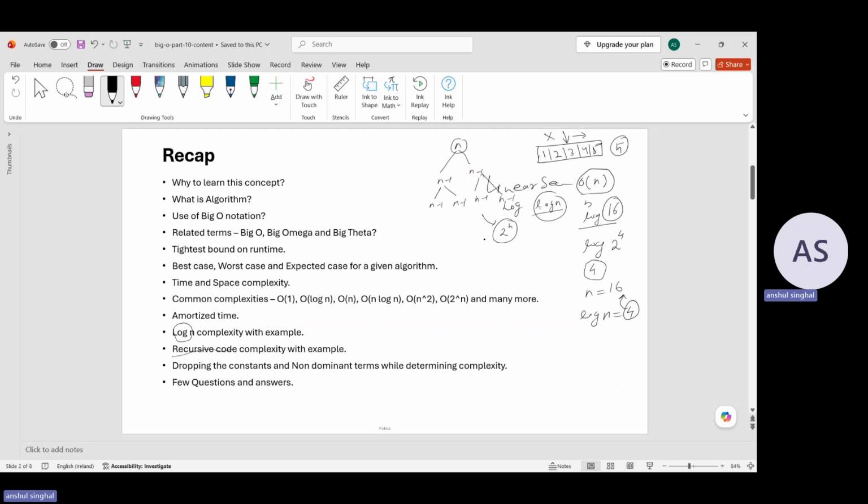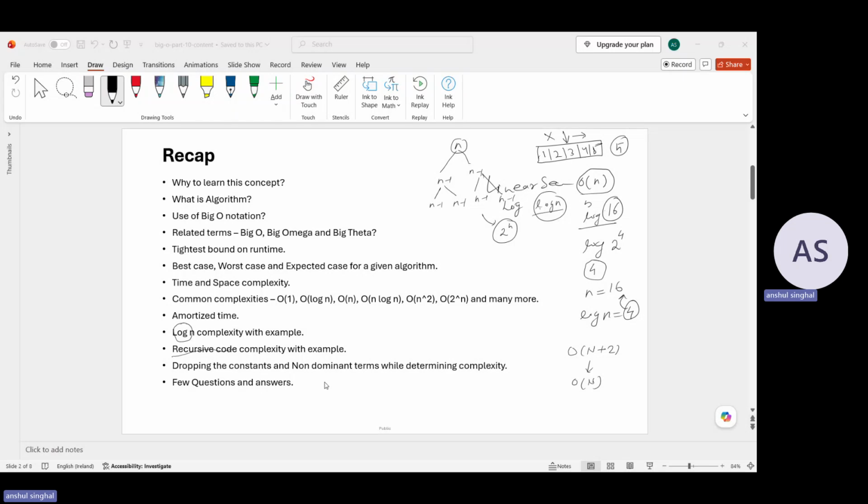Then we talked about two important points while determining complexity. One is dropping the constants, which meant that if we found our complexity is coming like order of n plus 2, we can drop the constant and it is going to be order of n, right?